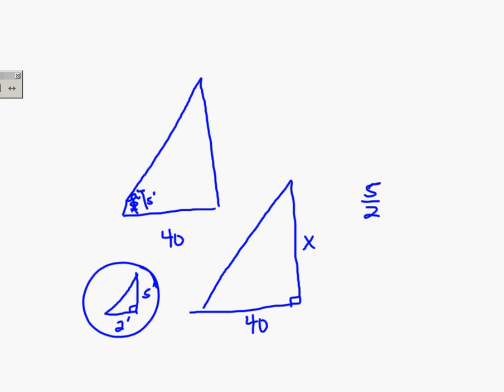5 over 2 for my smaller triangle, the Angelica portion. And x over 40 for my large triangle. Cross multiply. It's 200. 2 times x is 2x. Divide both sides by 2, and x will equal 100. All right, hopefully that's enough for you to understand.